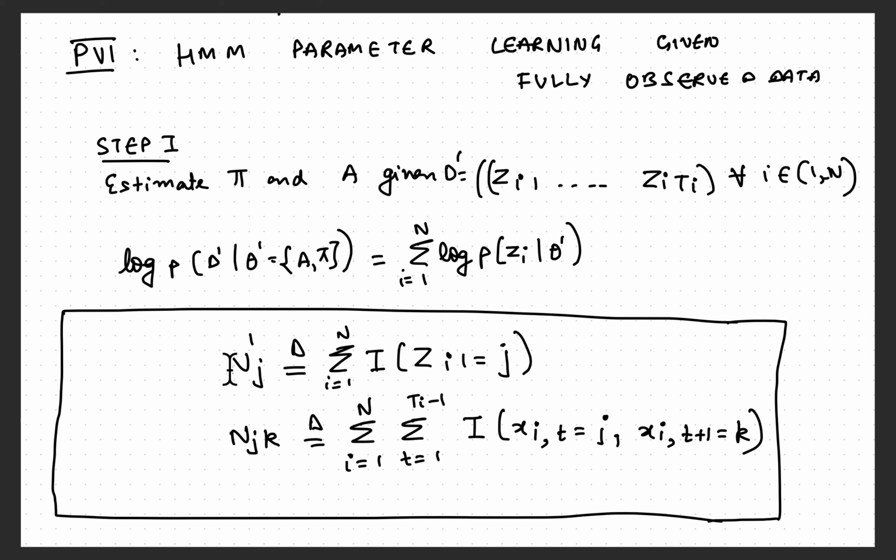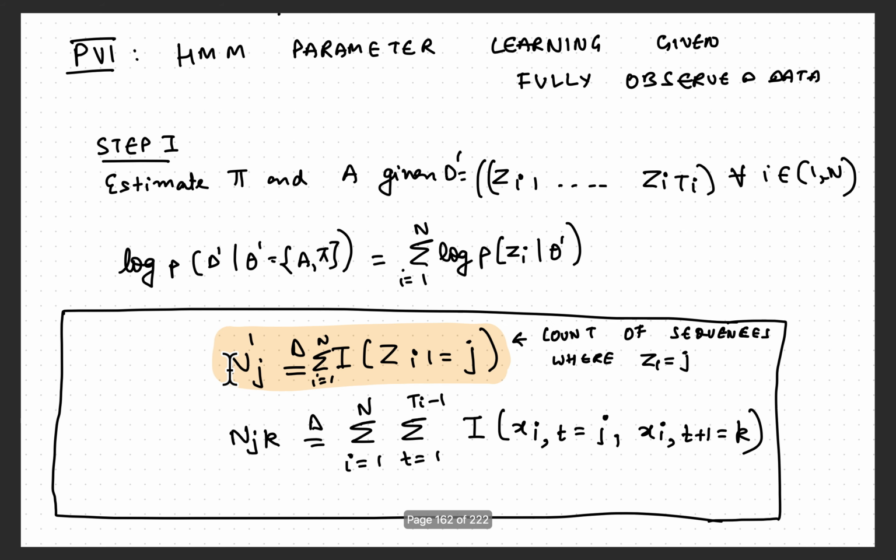So let's try and see what this could mean. This is the count of the sequences where z1 equal to j. If z_i1 equal to j and the identity over that is 1, that means that for that particular sequence, the first state is j. So we are writing down this summation over the different sequences, and we'll thus get the count of sequences where z1 equal to j.